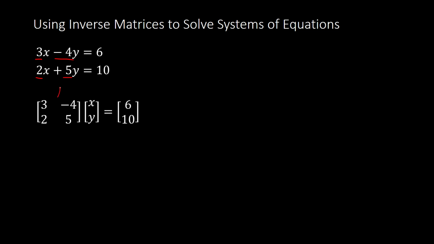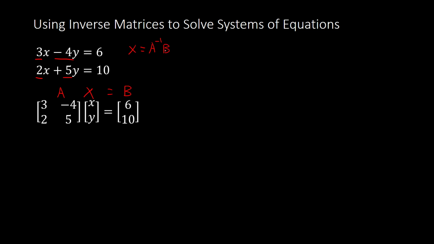And so this would be matrix A, this would be matrix X, and then on the right side would be matrix B. And now from what we just showed you, to solve for matrix X, we're going to take the inverse of matrix A and multiply it by matrix B.